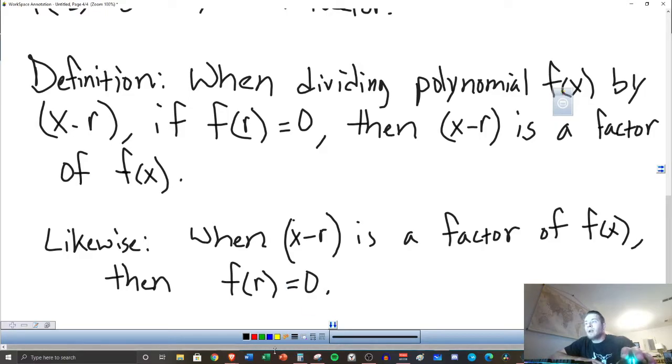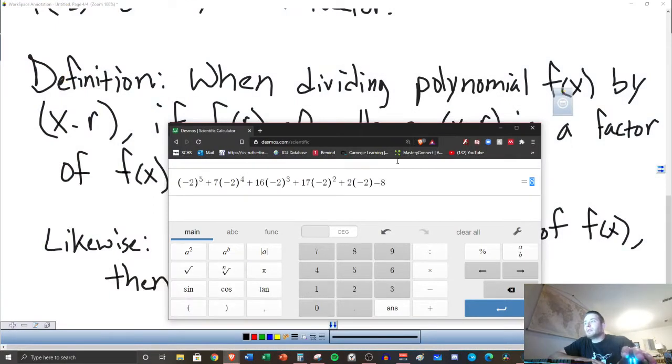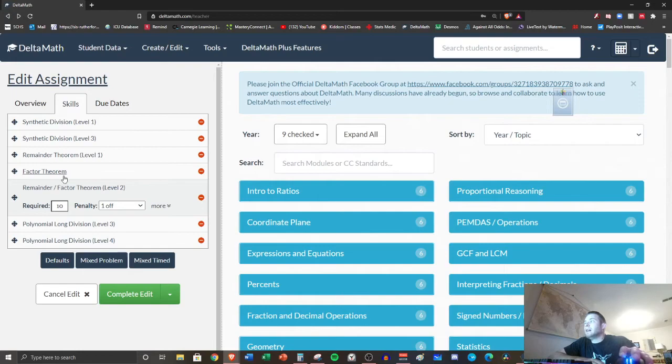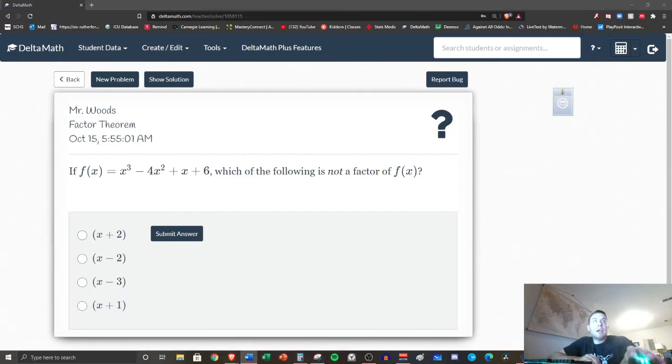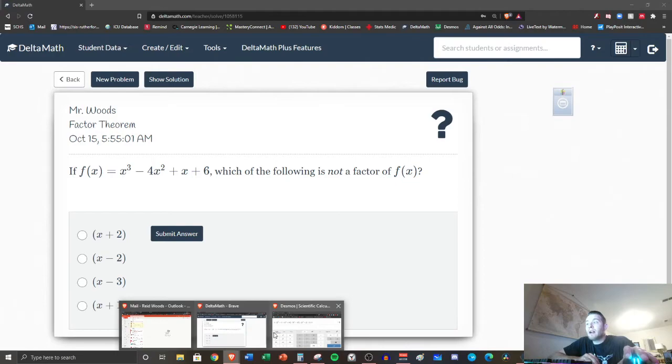Okay, all right, so let's look at some examples on Delta Math of what we're going to get into. We'll start with factor theorem. This work is kind of gratuitous, and what I mean by that is you're going to have to do a lot of calculation to get your answers. So let me show you a speedy way, and you can do this on a TI Inspire, TI 80.